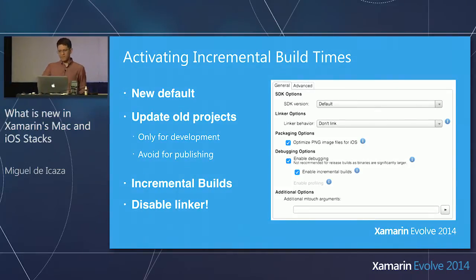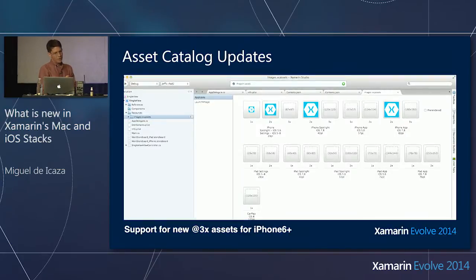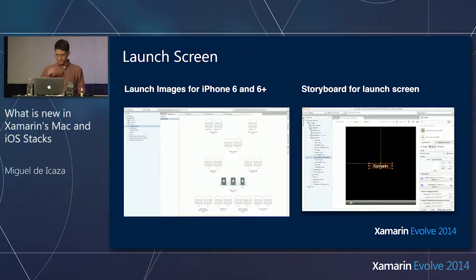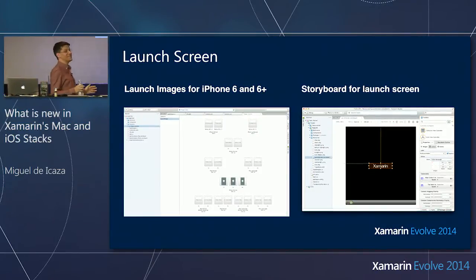All right. A couple of things that we've done to Xamarin Studio. This is very interesting stuff. So for those of you using iOS 8, we added asset catalog updates. So you can support iPhone 6 and 6 Plus, as well as a new 3x resolution. I know all of you are very excited to go and redo all your artwork. We've added launch images for iPhone 6 and 6 Plus. And at this point, it's getting ridiculous. At this point, it's really getting ridiculous.